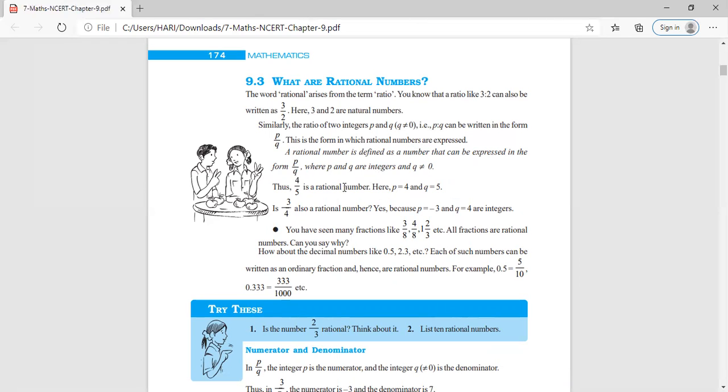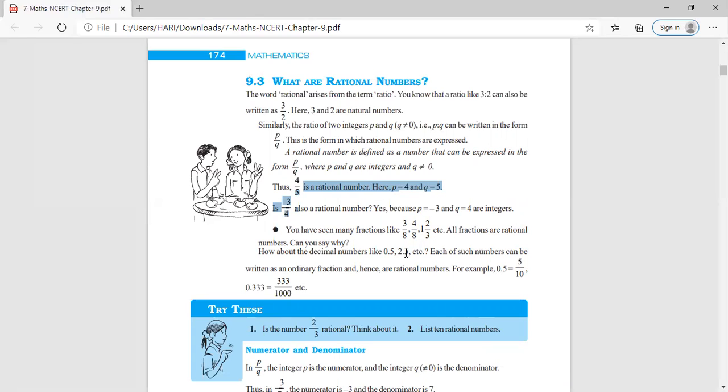Now, see, 4 by 5 is a fraction, so it is also a rational number. In the same way, 3 by 4 is also a rational number. That means all fractions are rational numbers. This is an important point. All fractions are rational numbers.